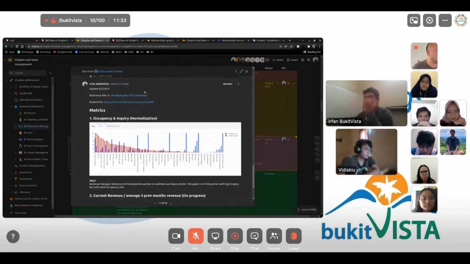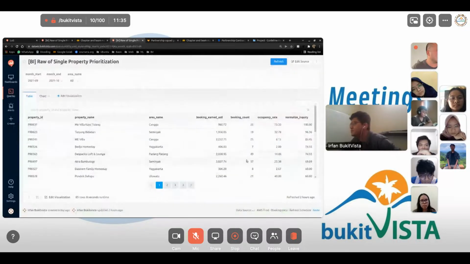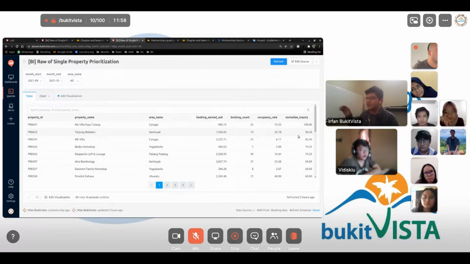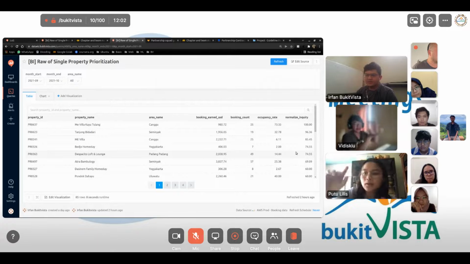Oh, okay. So actually I just compare the occupancy rate and the normalized inquiry. I normalize the inquiry so it is easier to rescale. Yes, I understand the normalization. But the final score result is so that we get a ranking, one number.